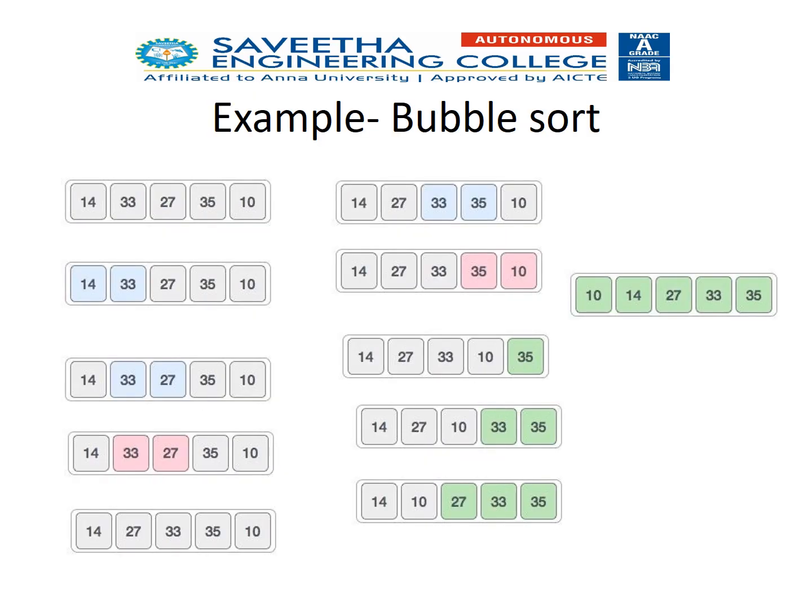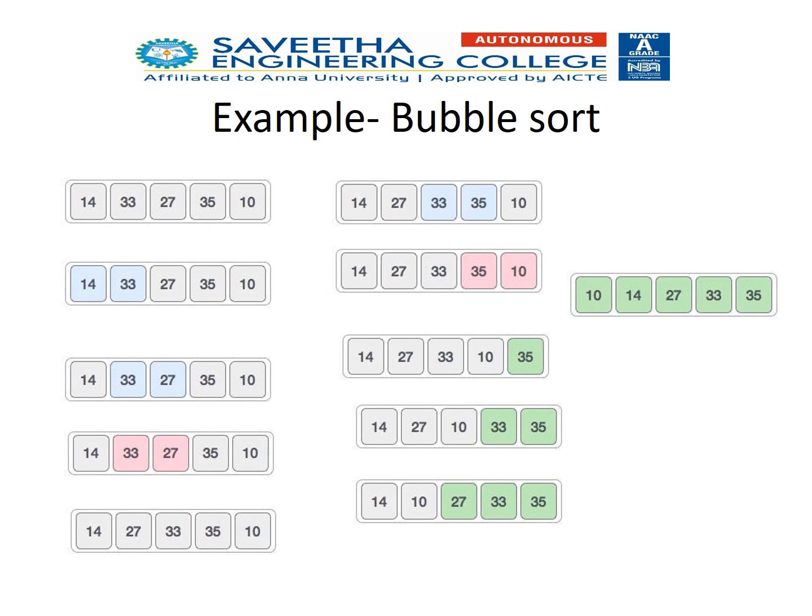In this example, 14, 33, 27, 35, 10 are taken. First two adjacent elements, 14 and 33, are compared. Already it is in sorted order, no need to swap. Then 33 and 27 are compared. It has to be swapped. Next, 33 and 35 are already in sorted order. Next, 35 and 10 are compared. It has to be swapped. Then one iteration is over.